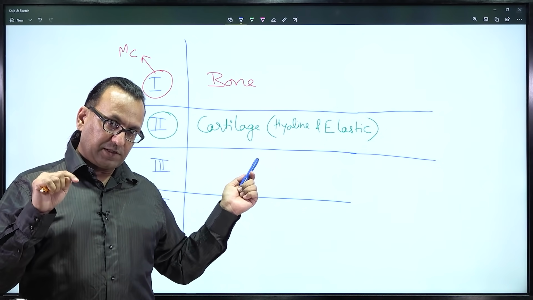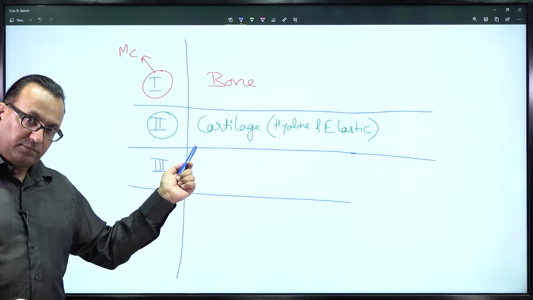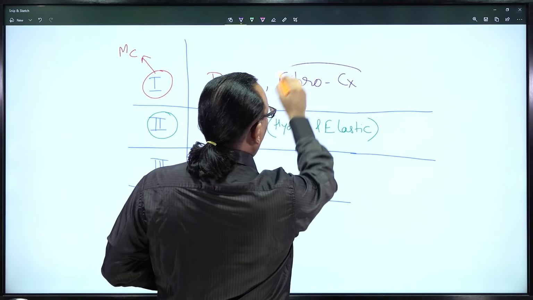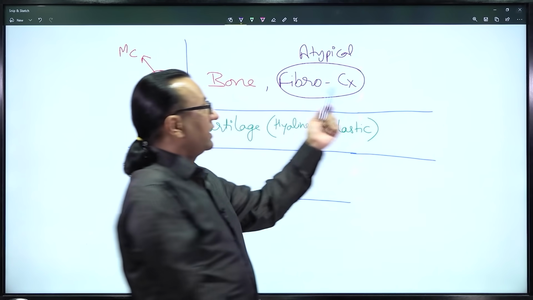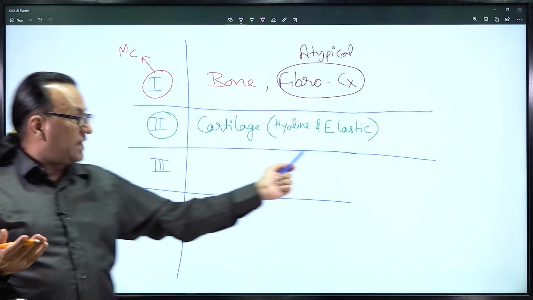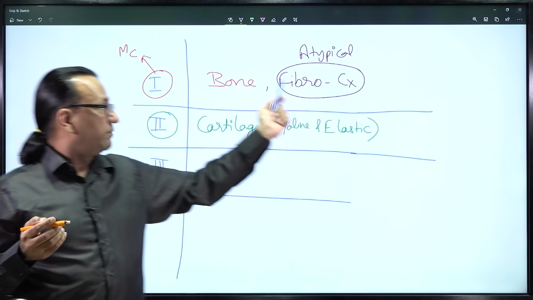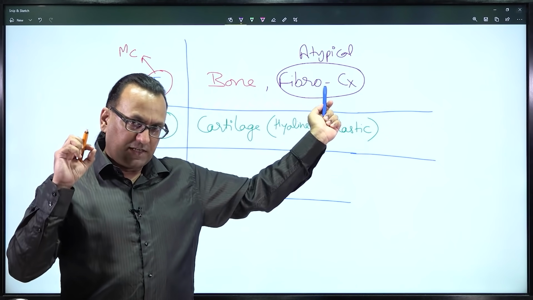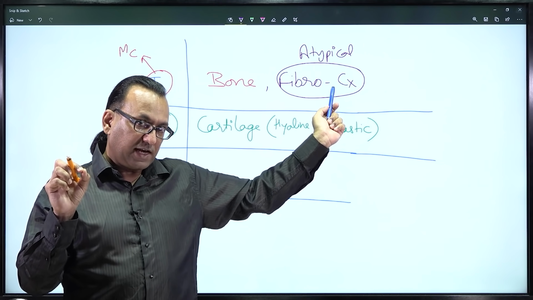Fibrocartilage is an atypical cartilage and will have predominantly type 1 collagen. So we can keep it here by telling fibrocartilage is an atypical cartilage as it has more of type 1 collagen just like bone and less of type 2 collagen. Fibrocartilage behaves like bone not only in having type 1 collagen predominantly, but it can also be vascularized. It can have neural bundles as well.